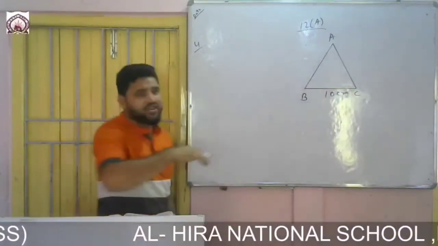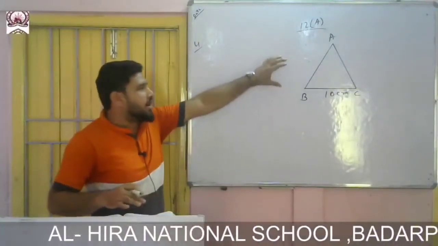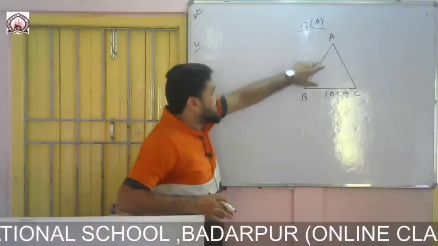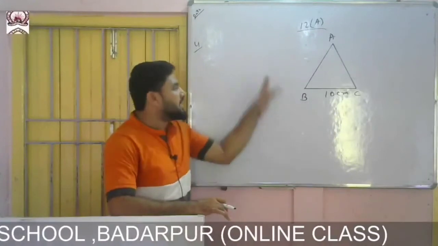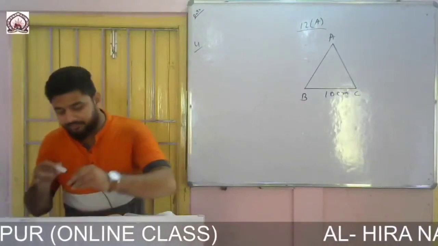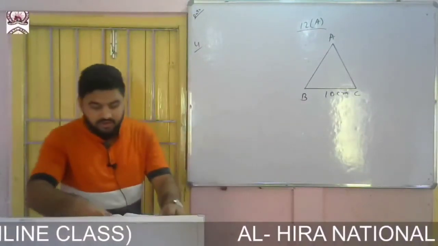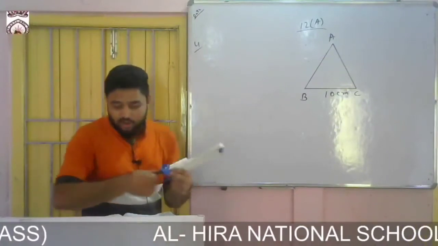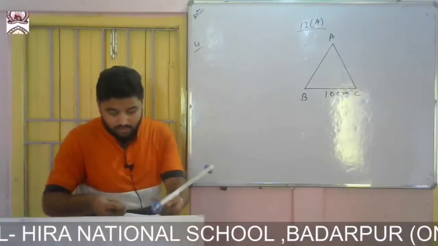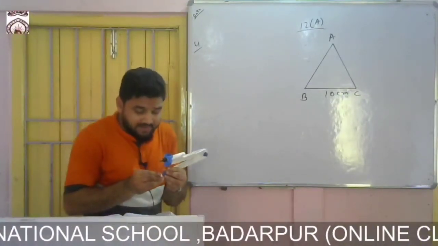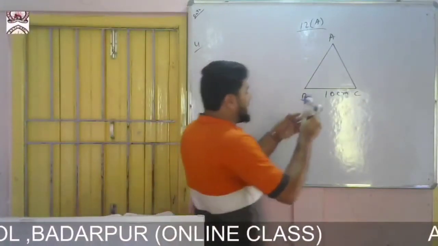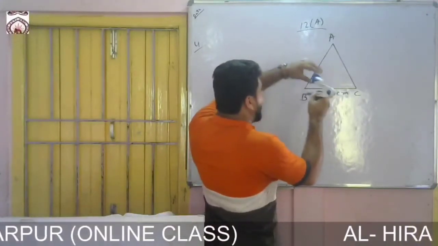In the question it is said, let D be the midpoint of AB. So I need to find the midpoint of the line segment AB. How to find the midpoint? If you draw a perpendicular bisector. So how to draw a perpendicular bisector? First take your compass needle and place it at C and take more than half of AB.